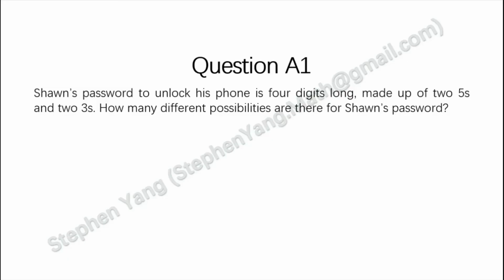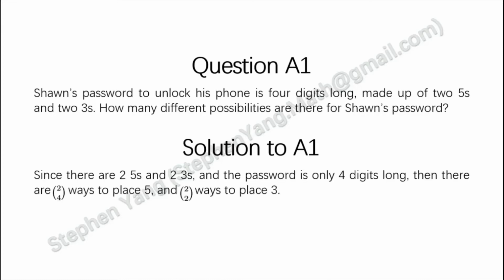Question A1 is Sean's password to unlock his phone is 4 digits long, made up of 2 5s and 2 3s. It is asking you how many different possibilities are there for Sean's password. And let us get into the solution now.